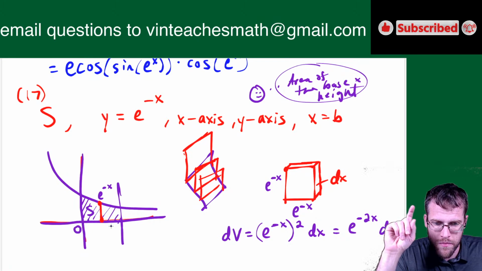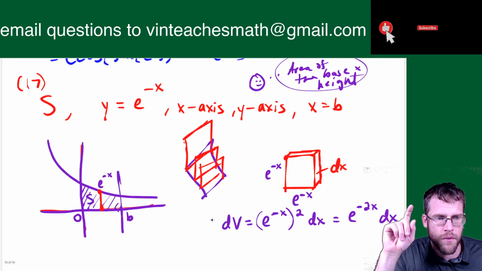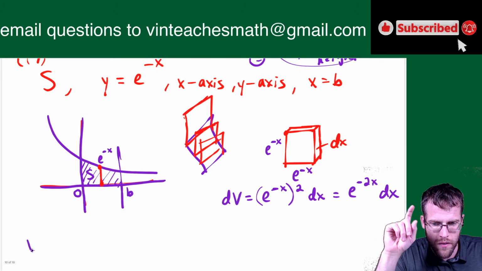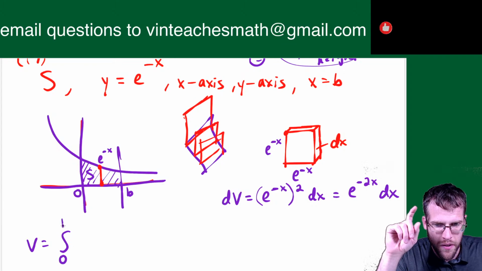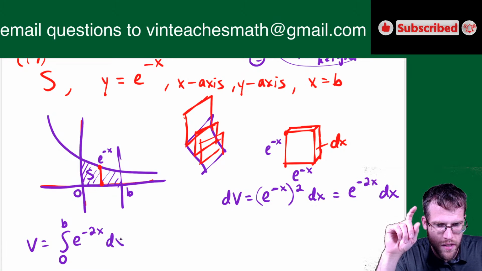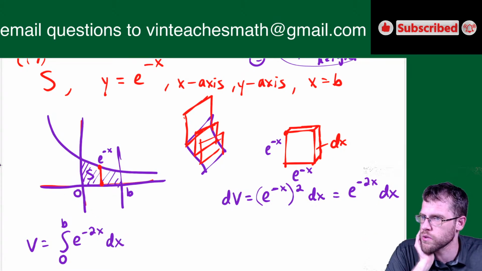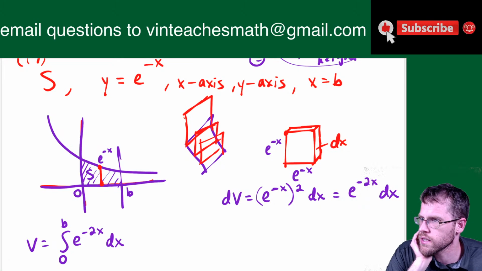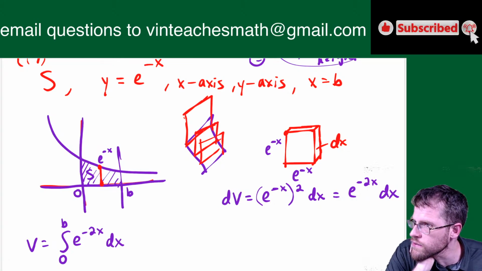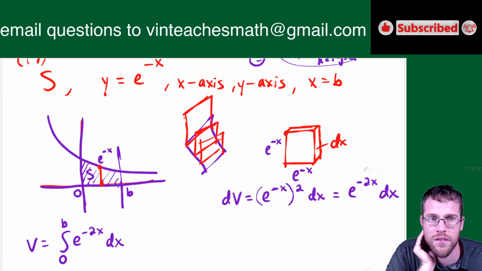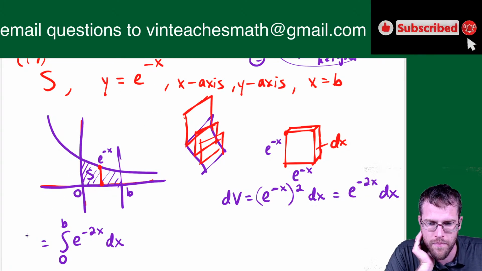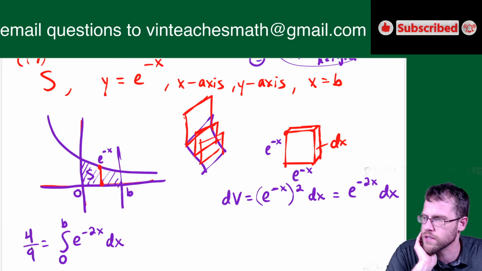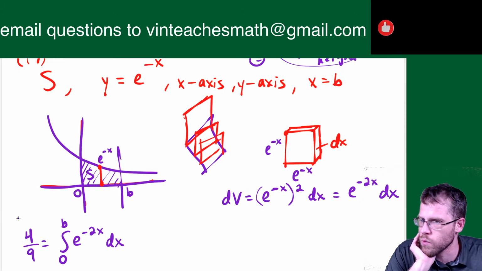But since this is going from 0 to b, the volume of the whole thing would be the integral from 0 to b of e to the minus 2x dx. All right, so that's just setting this up. Now I'm going to read the question more. It's telling us the volume of the solid is 4/9. So if the volume is 4/9, let me throw that over here. Then what is the value of b?